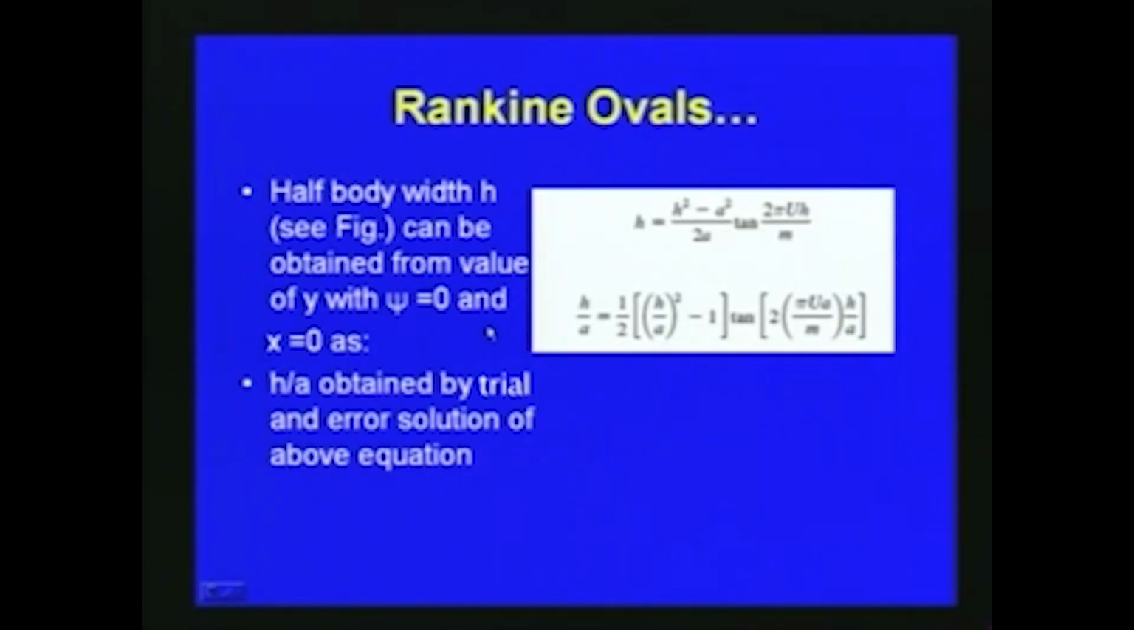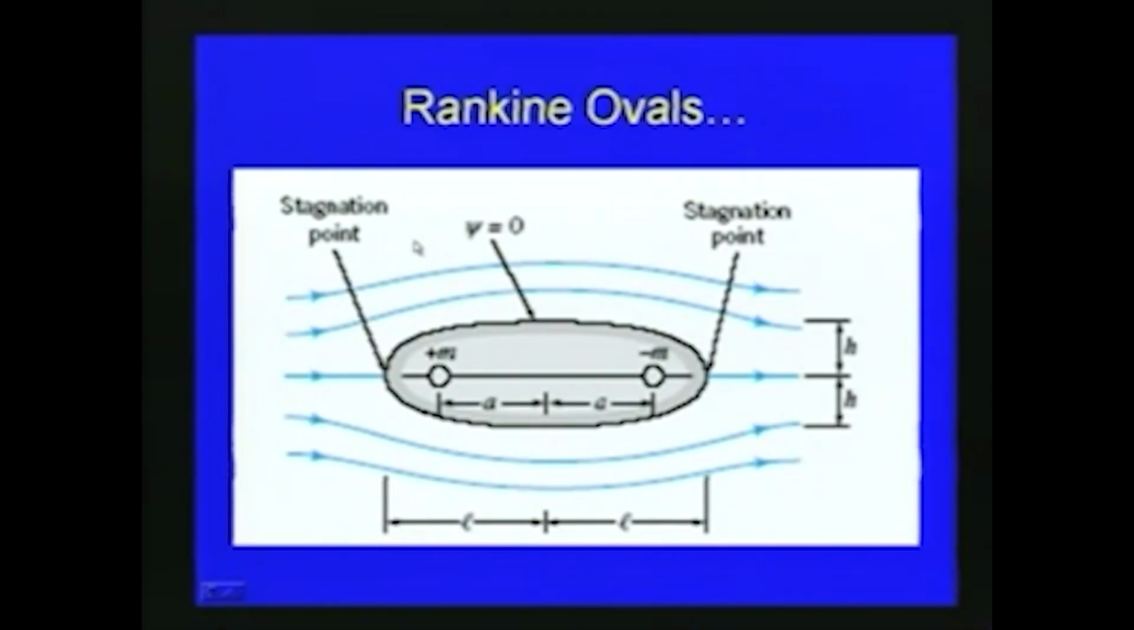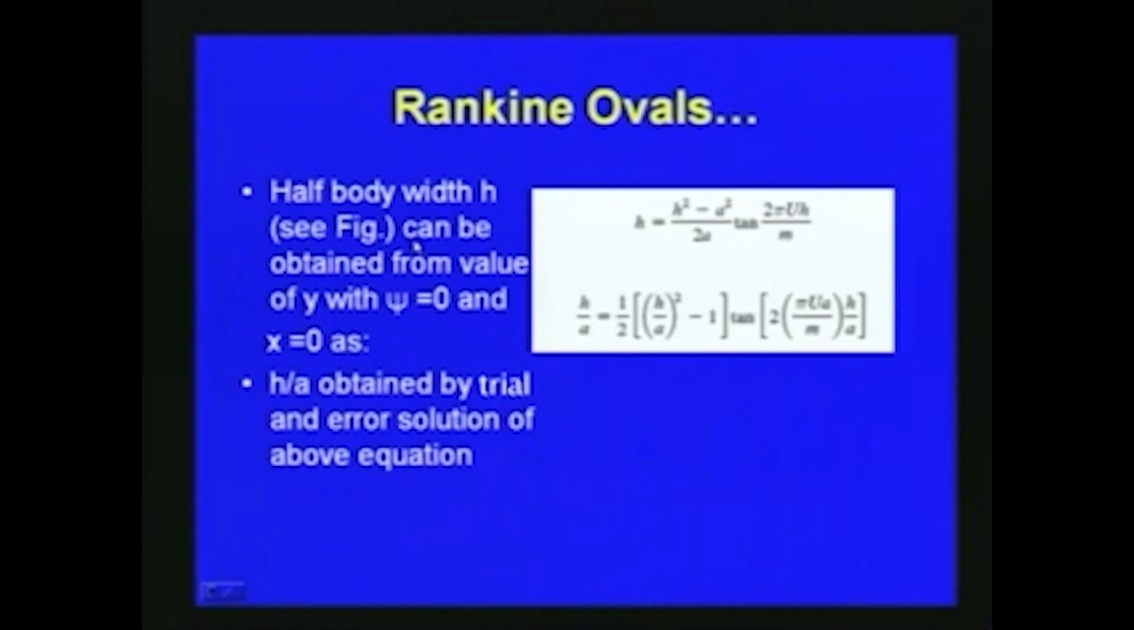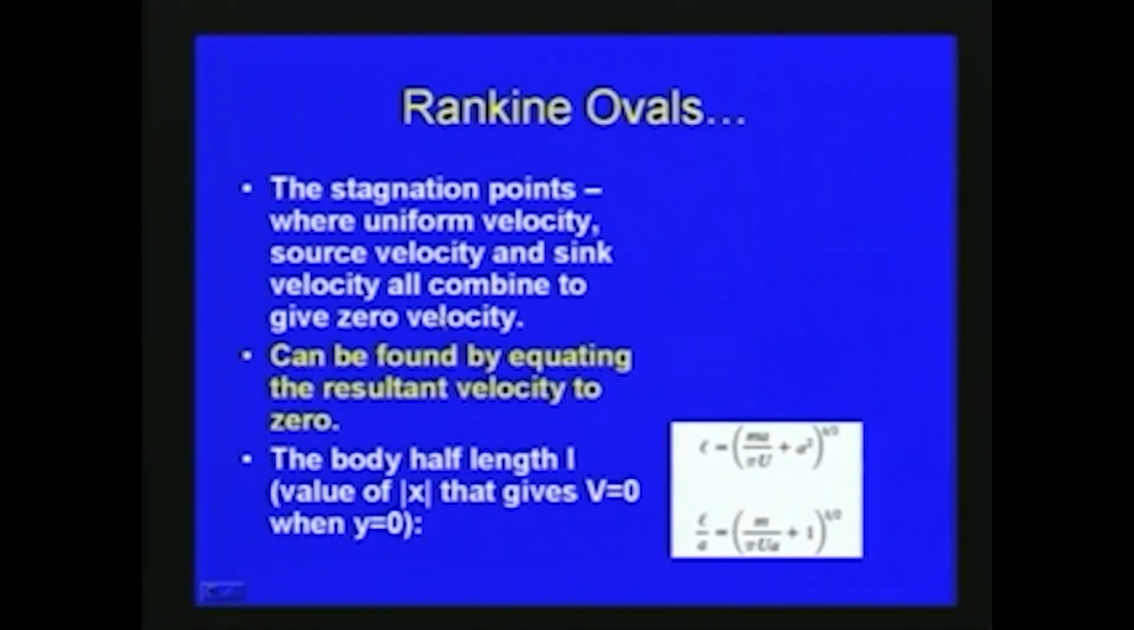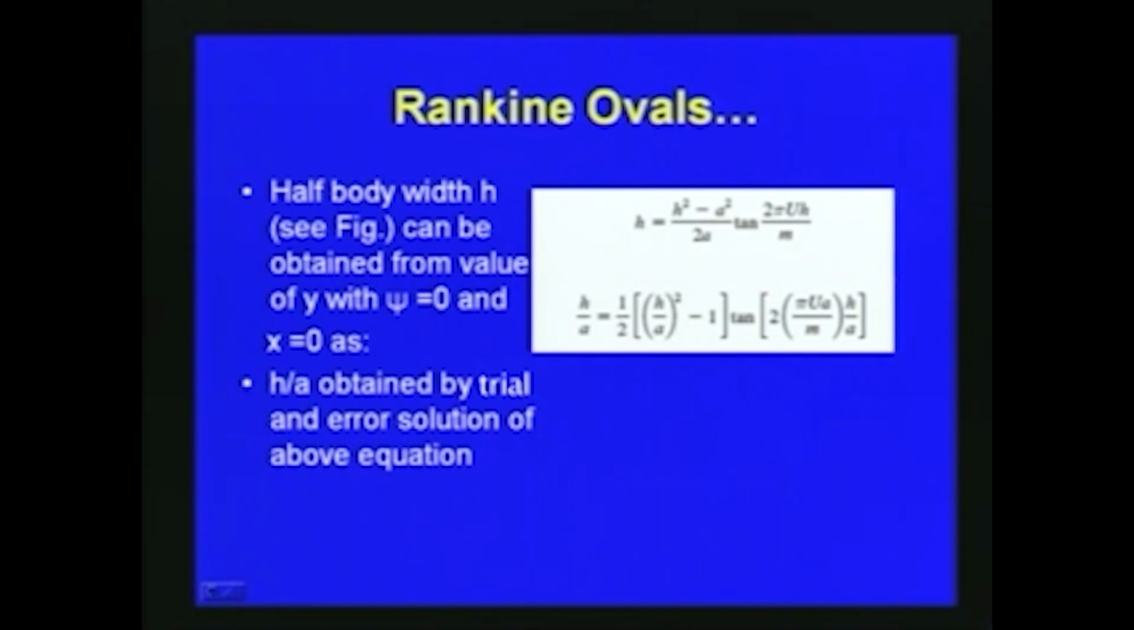Now, the width of the body, as we have seen in this figure, can be obtained from the value of y with psi equal to 0. So, here this psi equal to 0 gives the width of the body. From the definition of the stream function we can get h when x is equal to 0. So, h is equal to x square minus a square by 2a times tan of 2 pi u h by m, from the previous definitions, and then the ratio h by a we can obtain as h by a equal to half of the square of h by a minus 1, times tan of 2 pi u a by m times h by a.